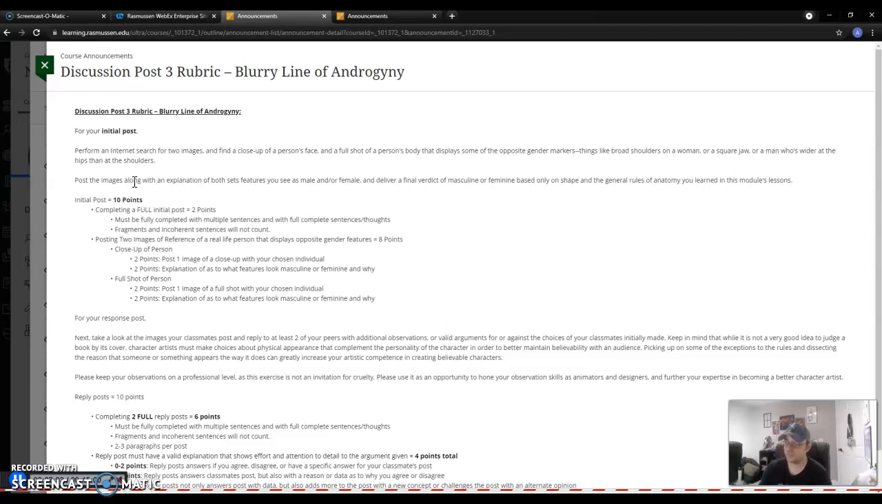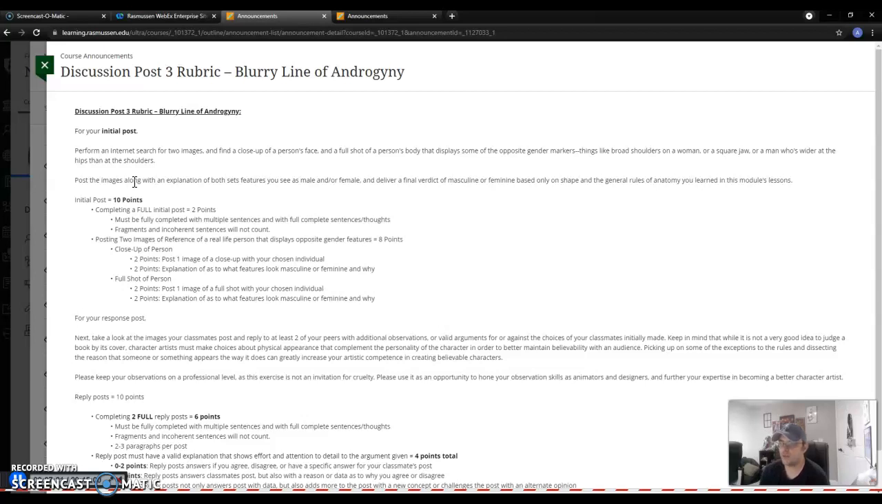I want you to get 2 pictures: one is going to be the close-up of that person's face, and the other the full body of that person as well that you chose. So it shouldn't be 2 different people. It should be just one subject, but a close-up and a full body.